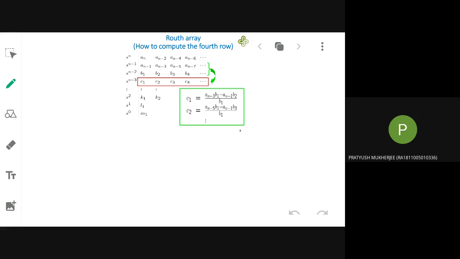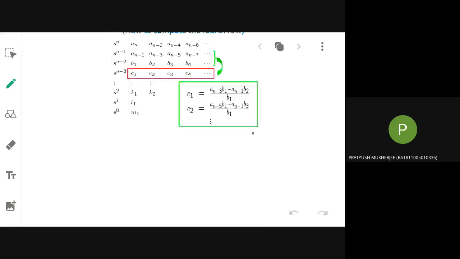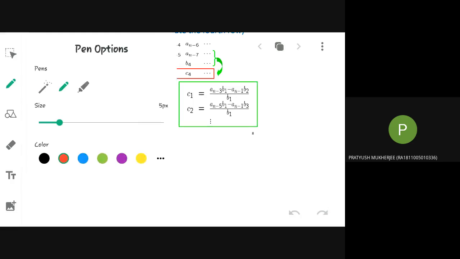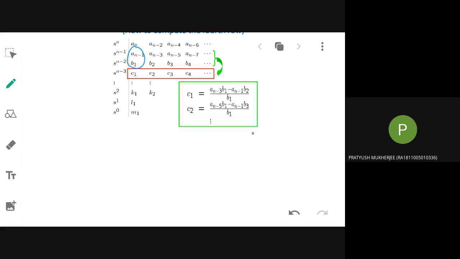Now you have to tell me the formula for C1, C2, C3, C4. So tell me what will you do? This one I will take and this one I will take to obtain C1. So what will be the formula for C1? You are to tell me.